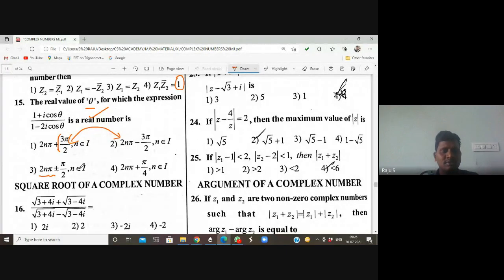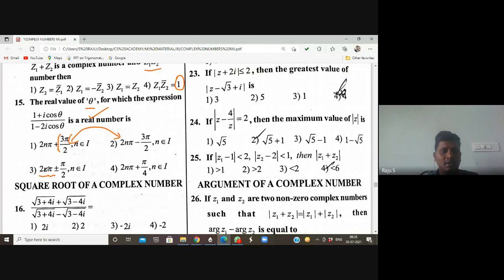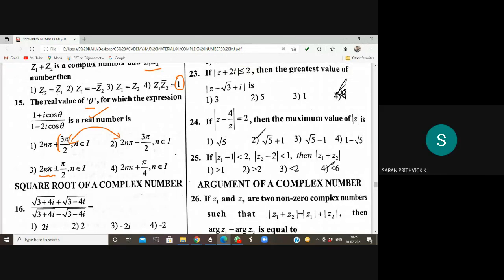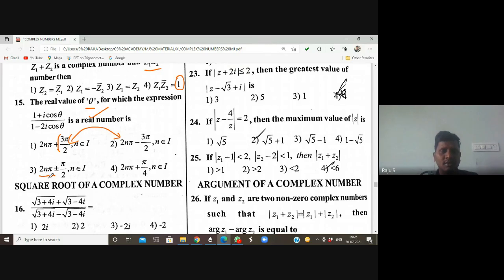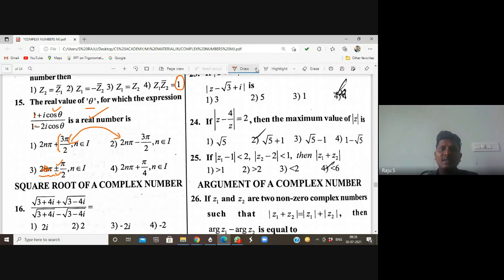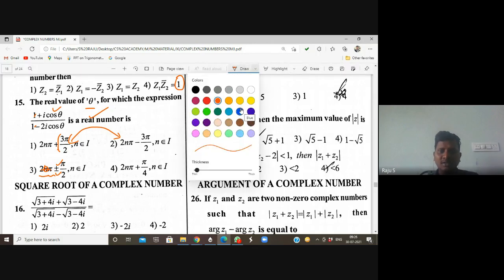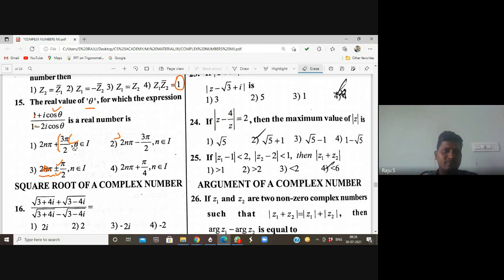Students? Third option is the correct answer. For every 90, if n is equal to 0, you can substitute 0. It may be plus 90, minus 90, this will become 1 by 1, real. It must be real. If you take any other theta other than 90, like 0, 30, 45, 60, it never becomes real. We will get the imaginary.